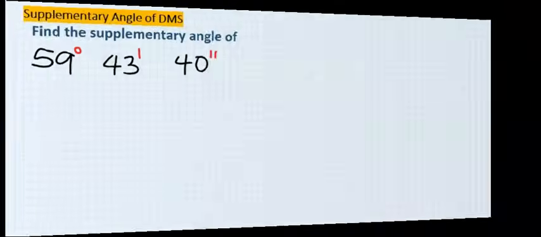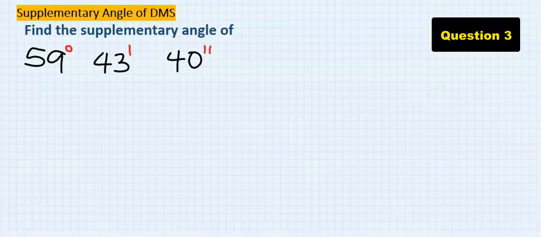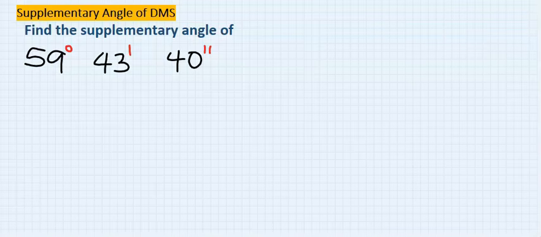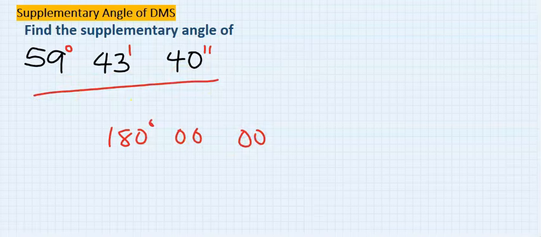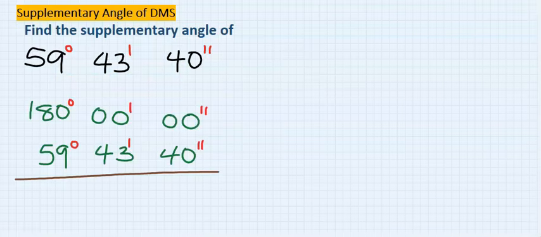Next, let's consider the supplementary angles of degrees, minutes, and seconds. The first step is, what is supplementary angle? Angles are supplementary when they add up to 180 degrees. Hence, it will be 180 degrees minus this. So let's try to subtract this.